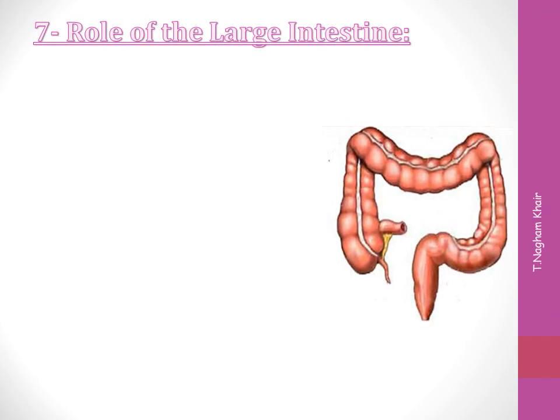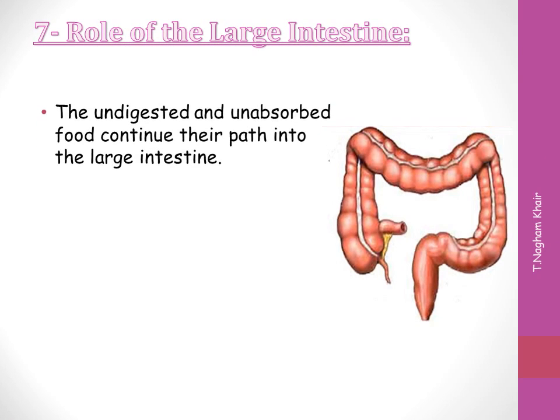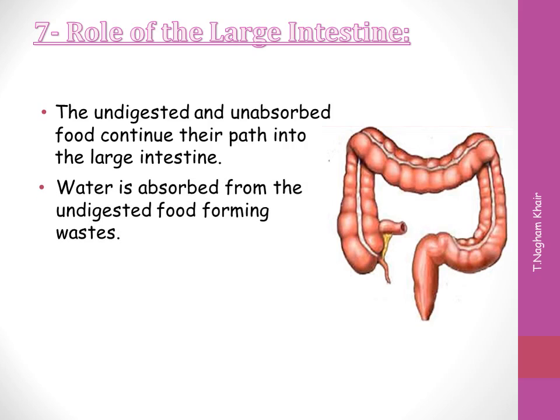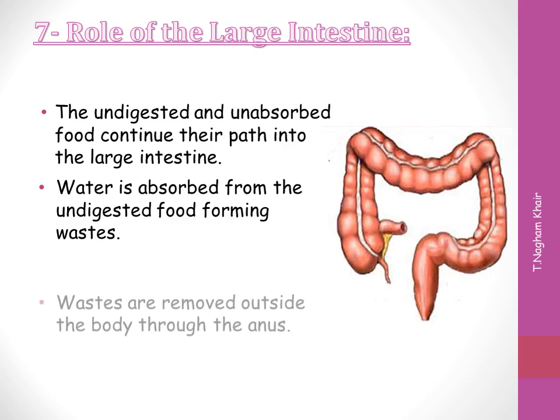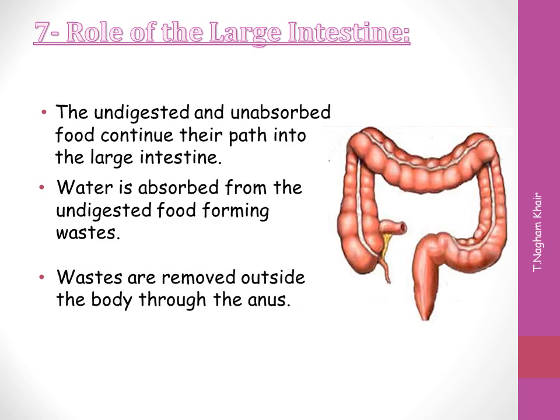Finally, we have to collect some information about the large intestine. The undigested and unabsorbed food continue their path into the large intestine, where water is absorbed from the undigested food, forming wastes. Wastes are removed outside the body through the anus.